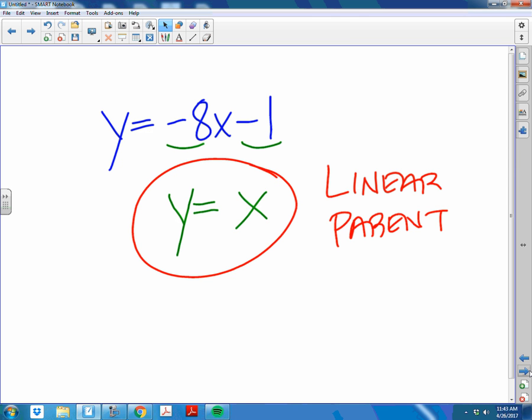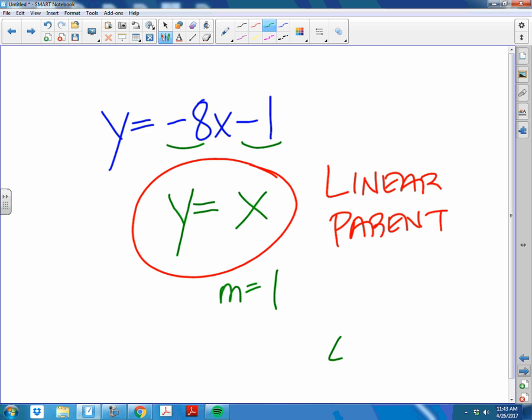He's the parent of all lines. And by the way, it never changes. This is the only linear parent, period, end of story. And what's its slope? What's its slope? No. So rather than yelling out, I'm aware, so you know. The slope is 1, which means it goes up 1 over 1.